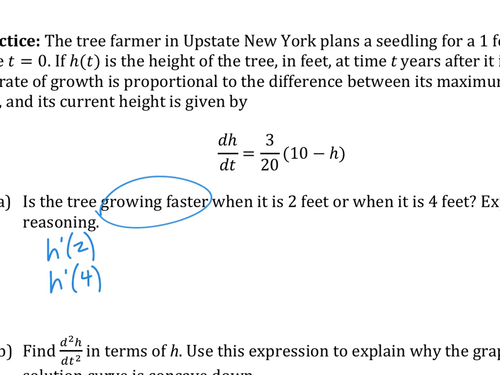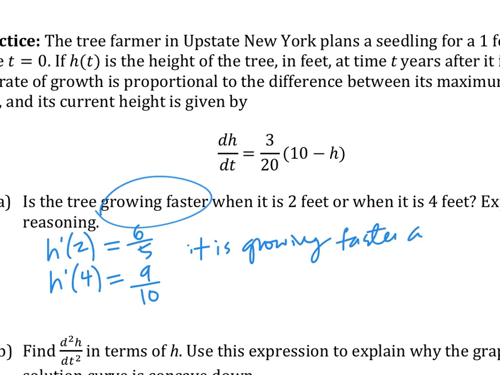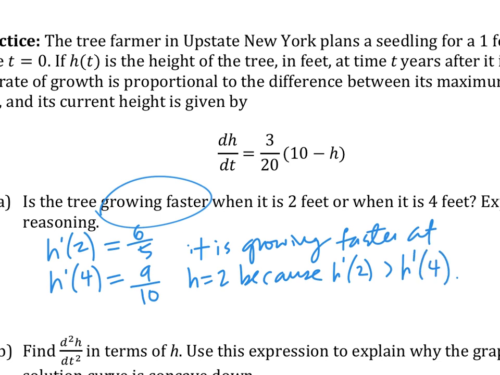Okay, so what is the rate at 2? Nobody finished? Not yet. Okay, the rate at 2 is 6 over 5, and the rate at 4 is 9 over 10. So which one is bigger? 2. So then you're going to explain something like: it is growing faster at h equals 2 because h prime of 2 is bigger than h prime of 4. And that should be sufficient to explain.